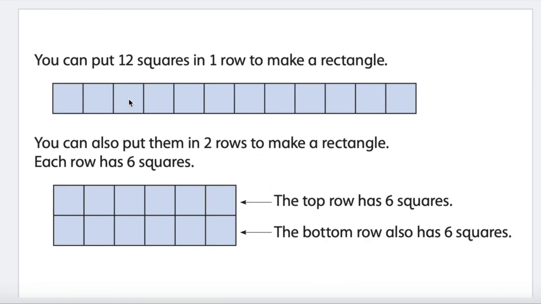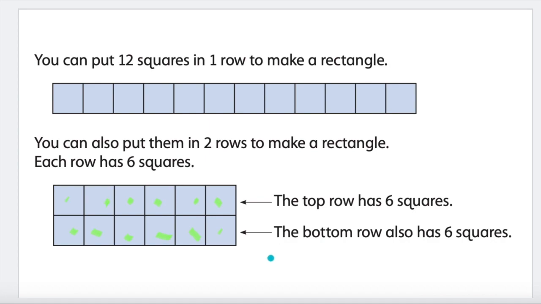We could take those 12 squares, this is the same picture as on the last page, and you could put them in 2 rows to make a different shaped rectangle. It still has 12 pieces. 1, 2, 3, 4, 5, 6, 7, 8, 9, 10, 11, 12. But now they're organized differently. Now they're in 2 rows. The top row has 6 squares, and the bottom row also has 6 squares.